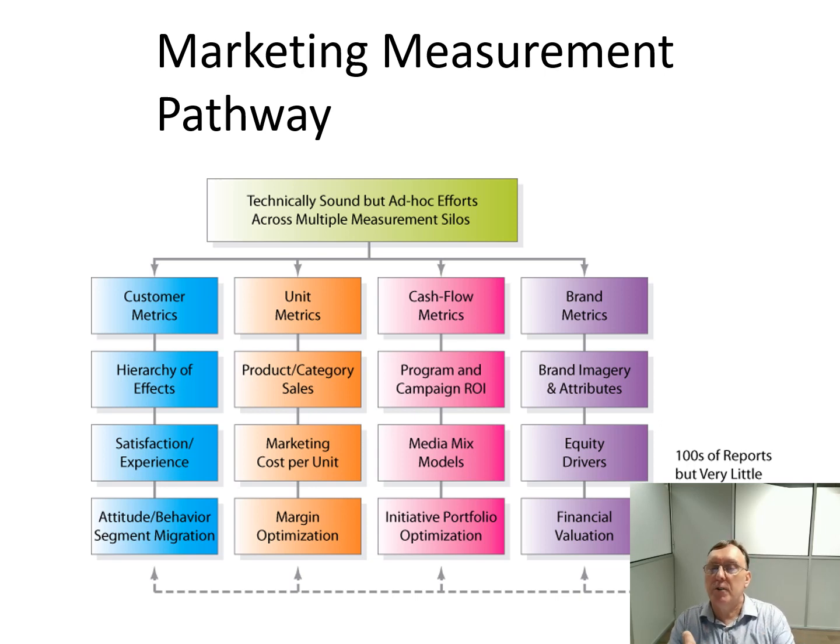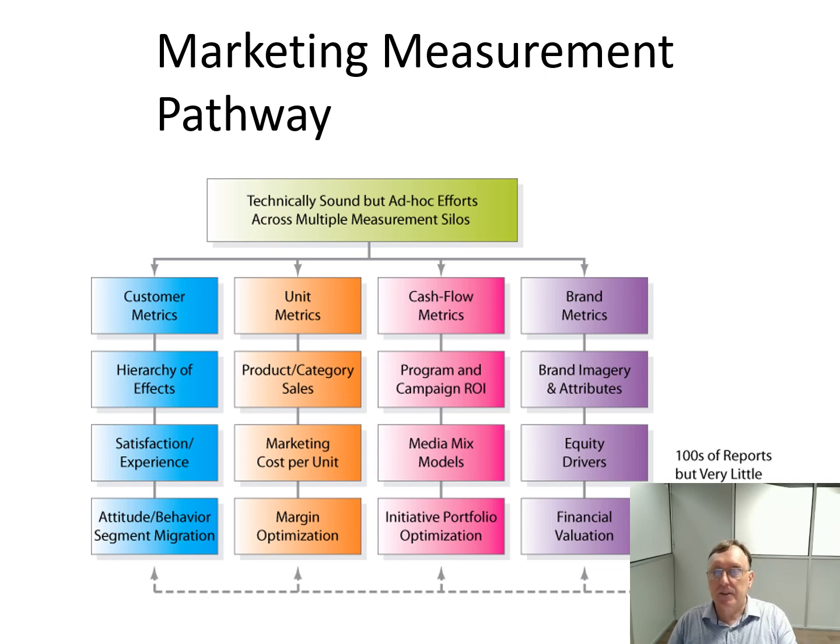If we move over now to the unit metrics, well, we have the particular product and category sales, the amount that we're selling in each of our categories or products. We have the marketing cost per unit, how much it's costing us to market each particular product. And then the margin optimization, in other words, the profits that we're making from those. Now, obviously for each department, this is going to be much more important for the financial department.